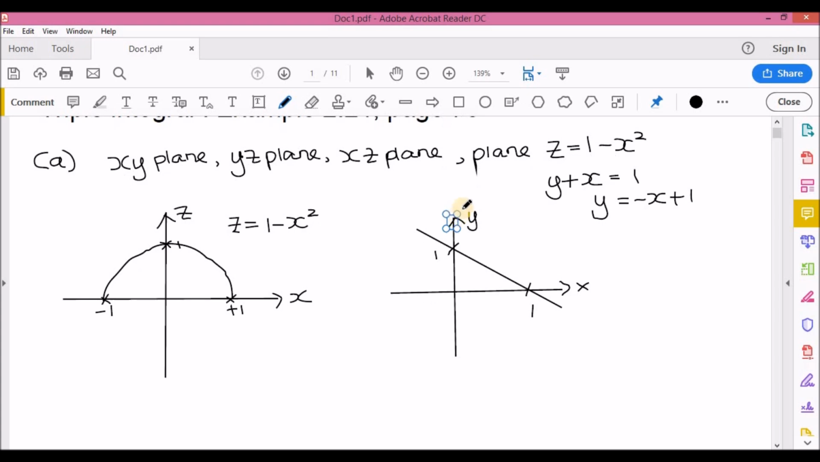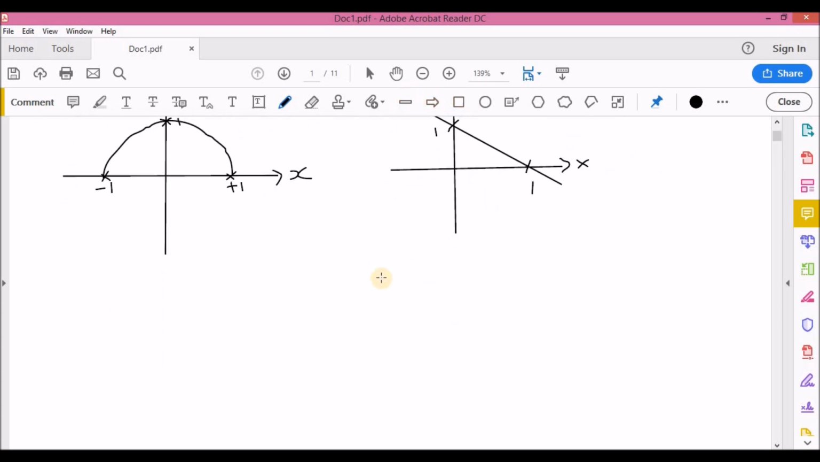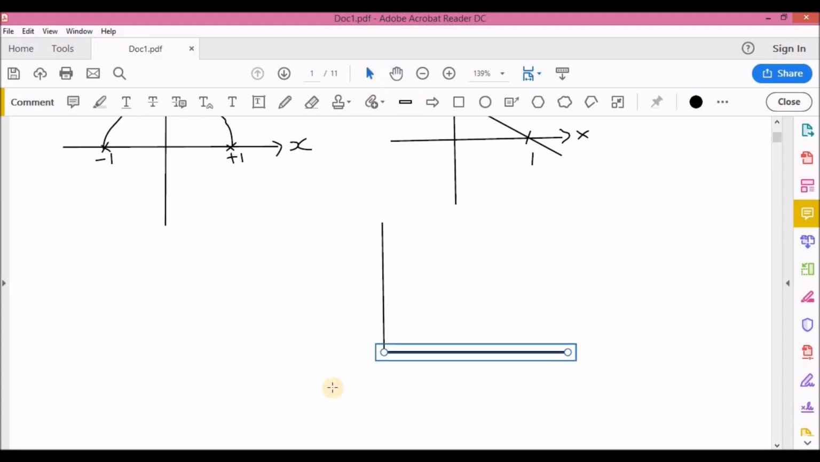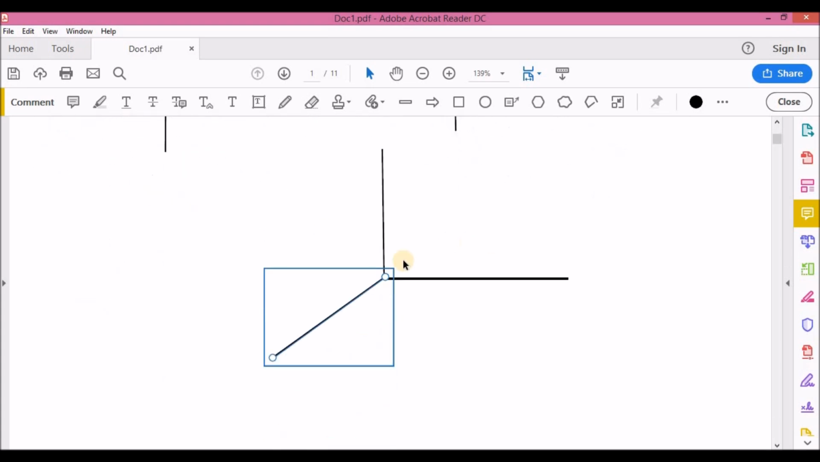Next, let's move them into 3D. We have to move them into 3D. Besides these two planes, we have the other planes as well. So this is the xy plane. I hope you remember what the xy plane is.